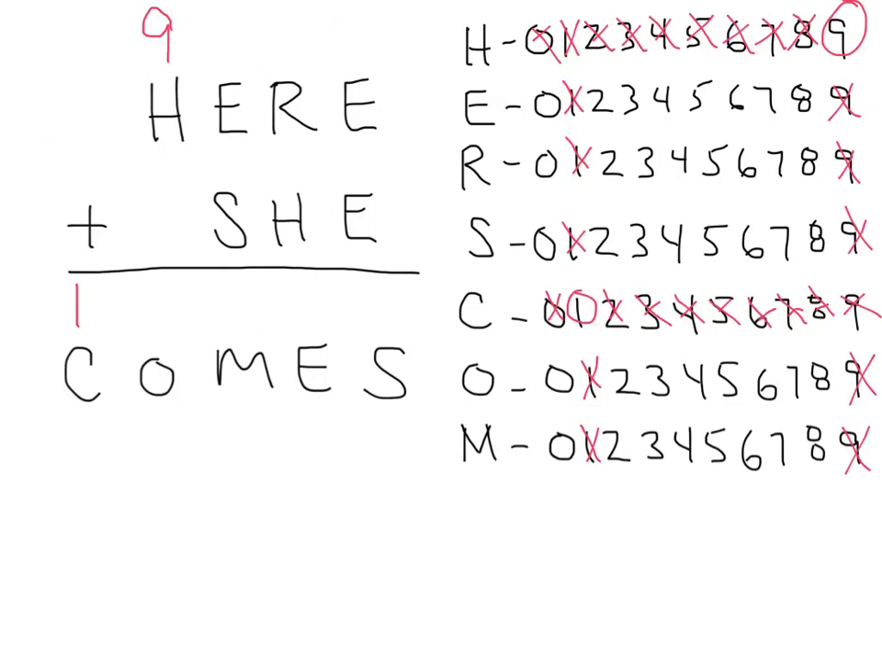Alright, and if the H in here is 9, then the H in she is also 9. So we know that. I also know that I must be carrying a 1 up here at the top because 1 plus 9 equals 10. Okay, so the O must be 0. So I know that. I know O must be 0. There we go. It's coming along now.